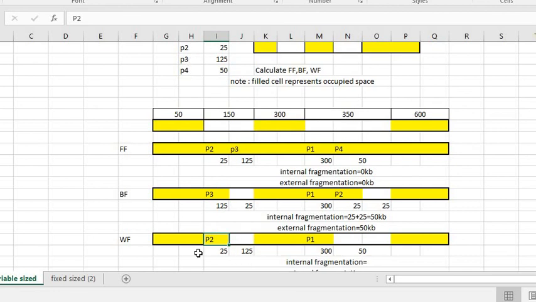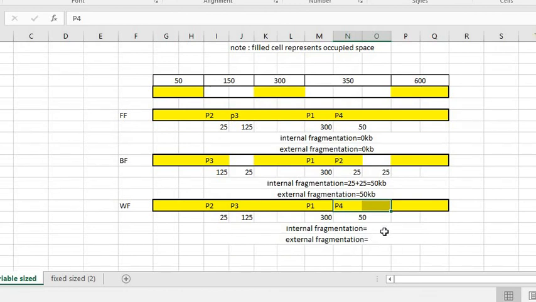Next comes P3. I have the hole of 125 here, and the hole of 50 over here. The largest possible is of course the first hole, so it tries to accommodate P3 here. Next comes P4. Look at the available holes. There is one hole with the size 50, which is possible to fit P4. So P4 can be accommodated here, and the entire hole of size 50 will be given to P4.